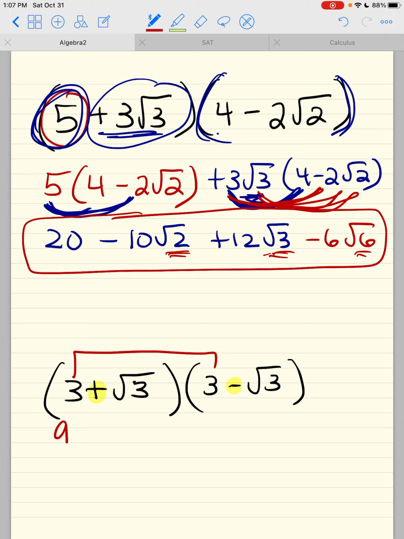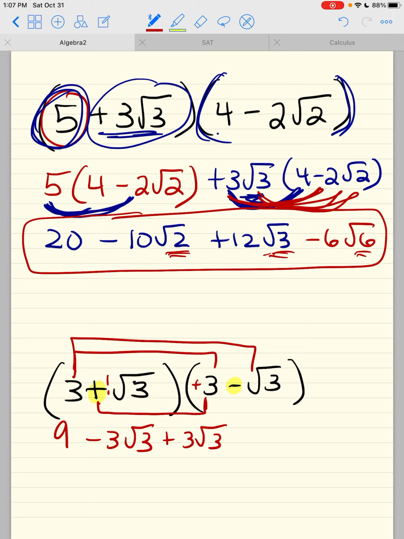3 times 3, 9. 3 times negative radical 3 is negative 3 radical 3. This is a positive. Positive 3 times positive, there's a 1 there. And then positive 1 radical 3 times a negative 1 radical 3 is really a square root of 9. Remember, when you multiply radicals, you multiply the numbers inside.